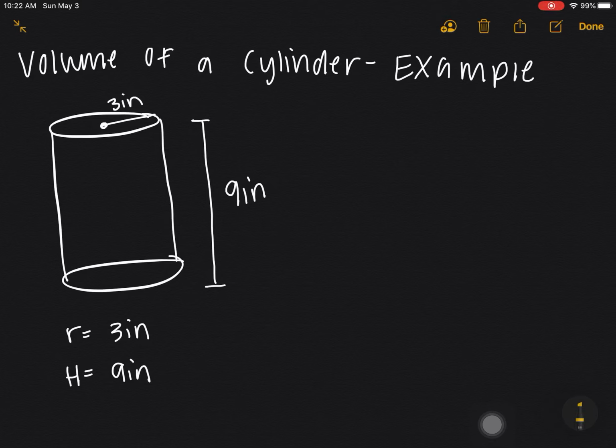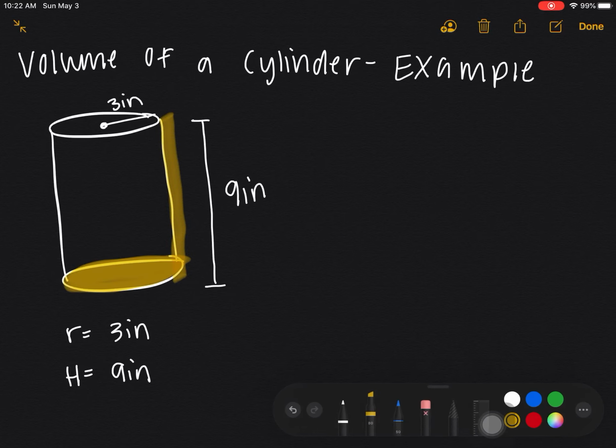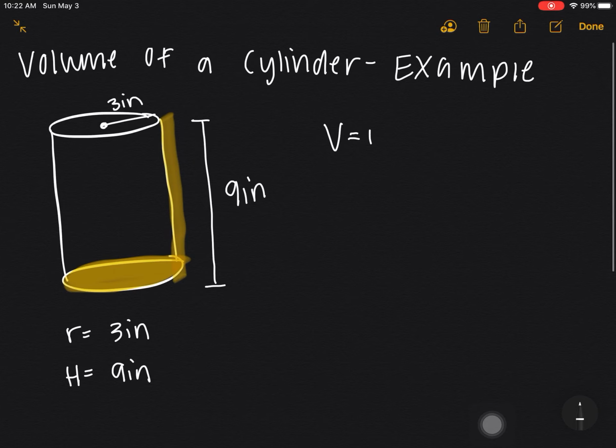All right, now we are going to use that same cylinder from our last example, and we're going to calculate the volume of it. So remember that when we're talking about the volume of a cylinder, all that we need to calculate is the area of the base times our height. So in this case, we are going to be looking at the area of a circle, that's our base, which is pi r squared, times our height.